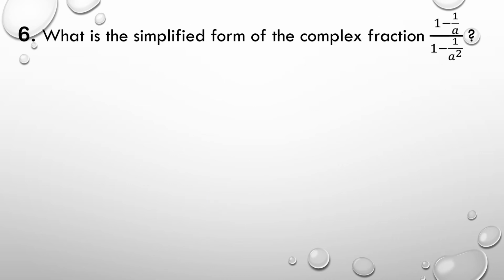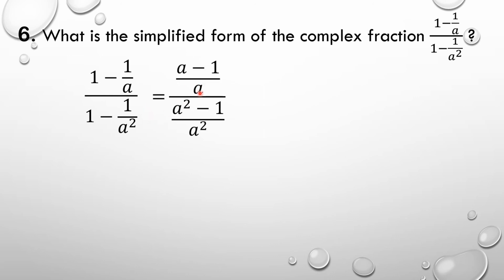Number 6, what is the simplified form of the complex fraction 1 minus 1 over a over 1 minus 1 over a squared? Let us simplify the numerator first and then also the denominator. So in the numerator, we have a as the LCD times 1 is a, minus 1. So that's a minus 1 over a. In the denominator, the LCD is a squared times 1, that is a squared, minus 1.